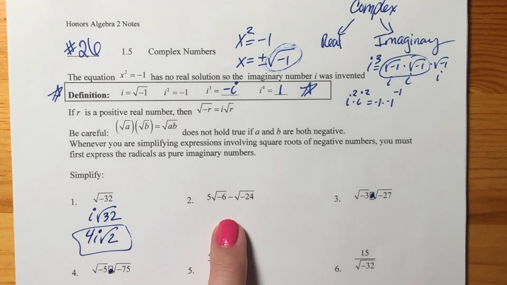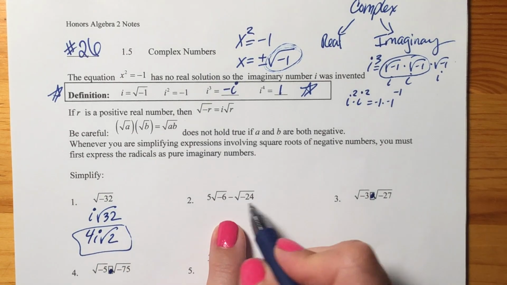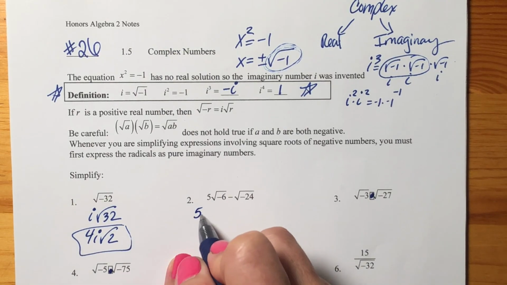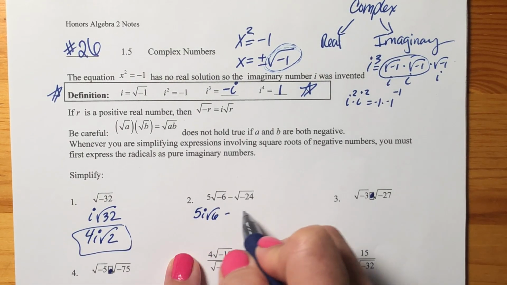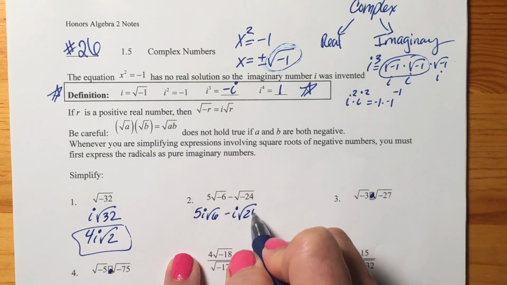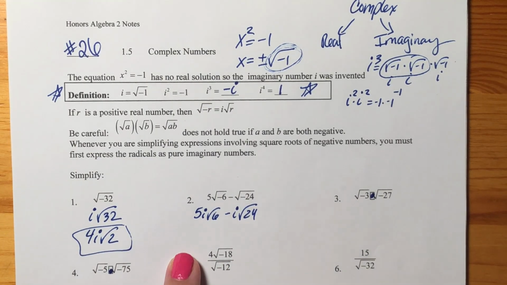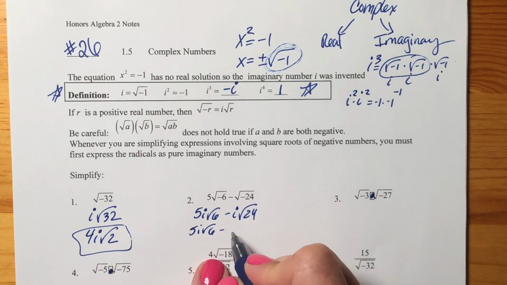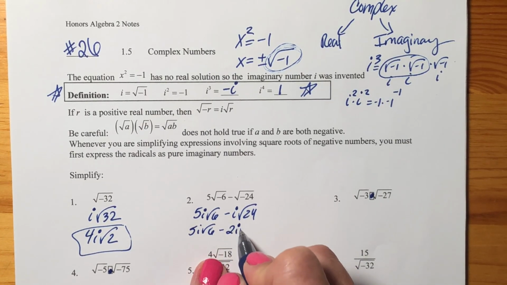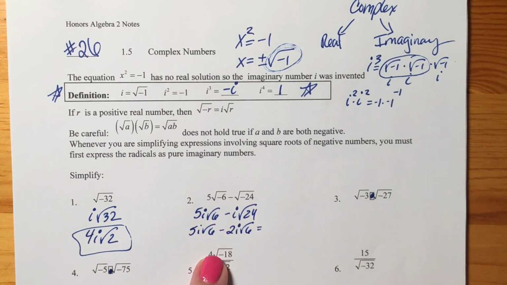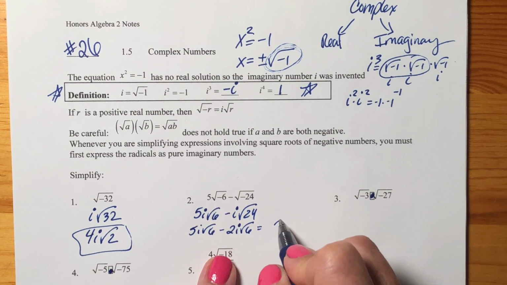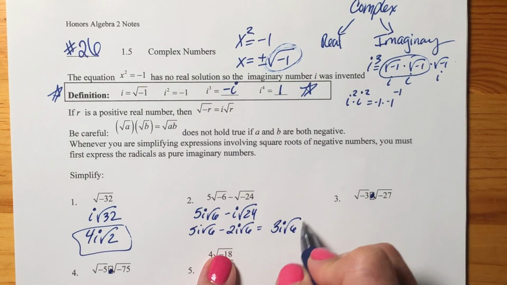All right, subtraction. Well, I know I can't do anything here, but they're imaginary numbers. So right away, I'm going to rewrite this as 5i root 6 minus i root 24. Well, you all know what the square root of 24 is, right? That's 2 root 6. So I have 5i root 6 minus 2i root 6, and then I can go ahead and do my subtraction. Notice that they're like terms now. So 5 minus 2 is 3, so 3i root 6.